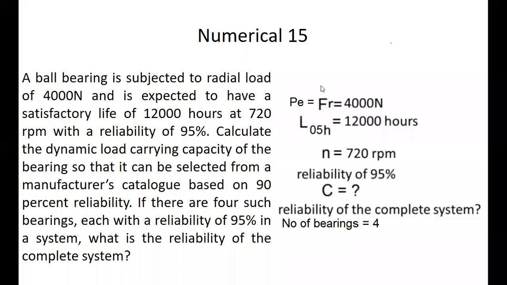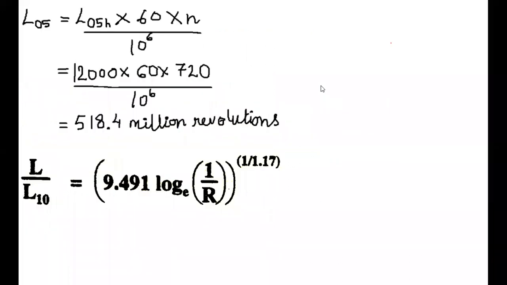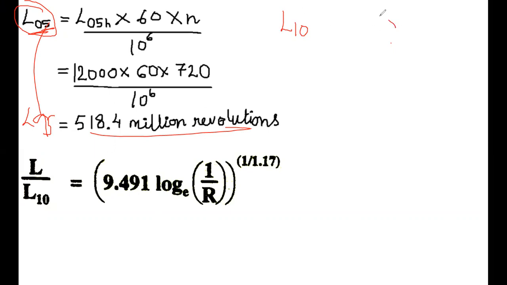So let's start. First, let's find out L10. Why? Life at 95% reliability is given. Then let's find out life at 95% reliability in million revolutions. So that is denoted by L05. So L05H is 60 into N divided by. Now the question in your mind will be, why are we writing down this L05? See, at 90% reliability, we write L10, then obviously at 95% reliability, we are going to write down L05 because 90 plus 10 is 100.